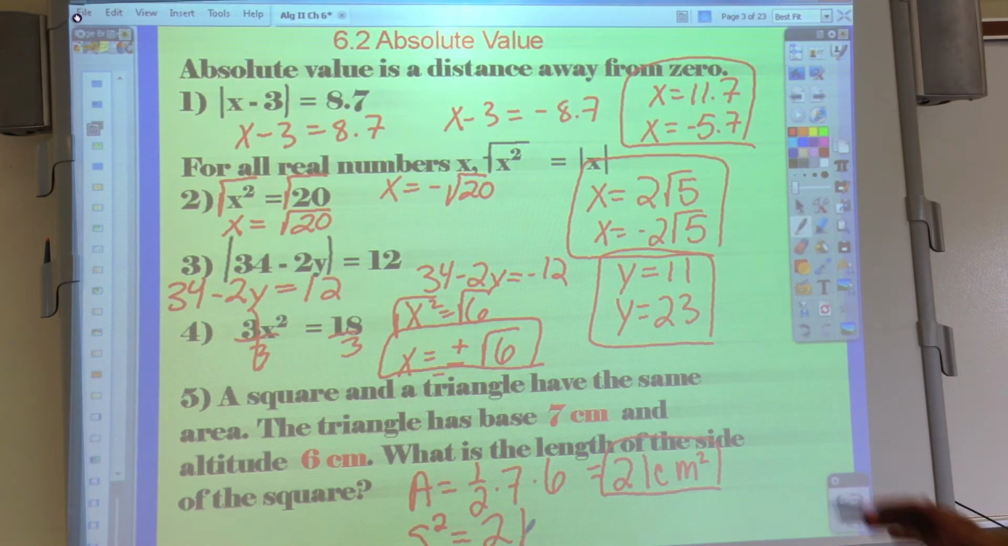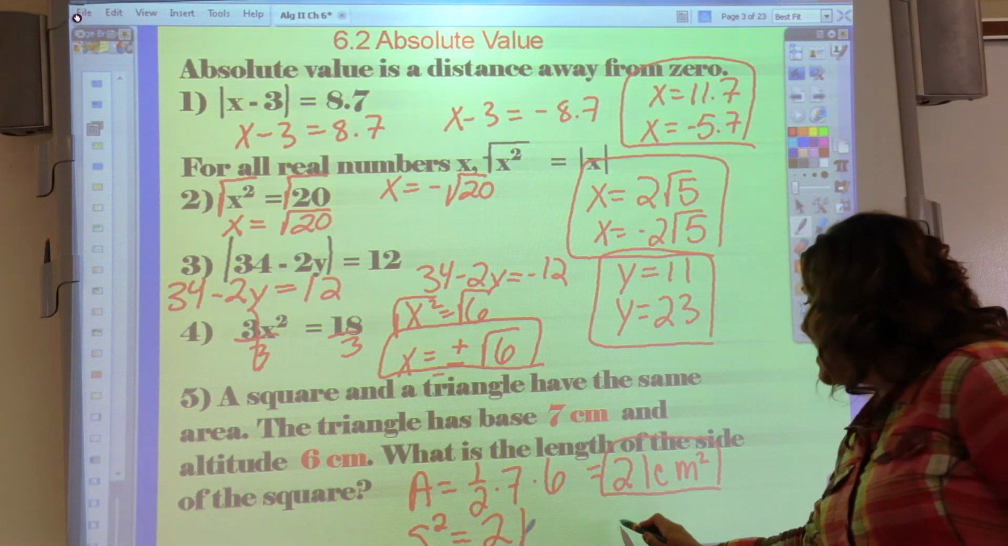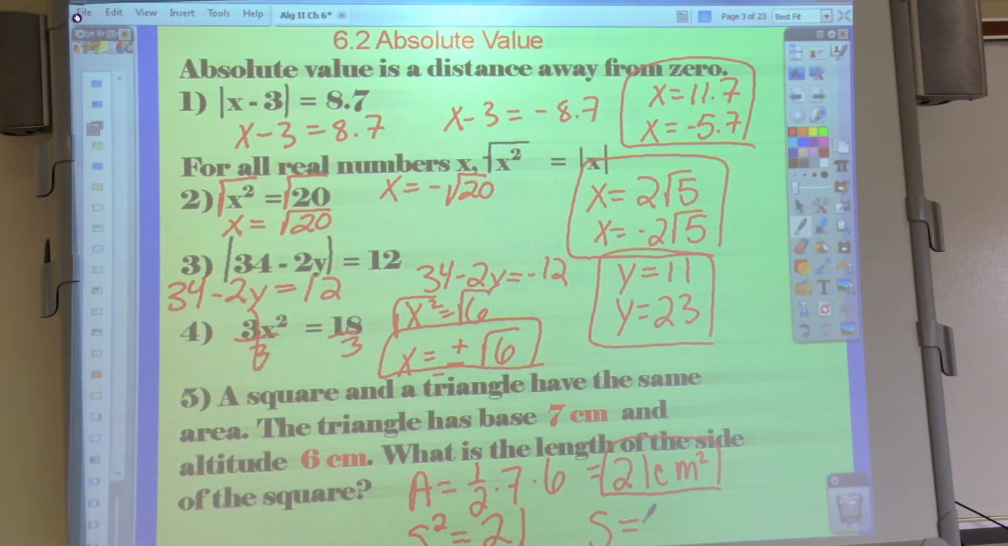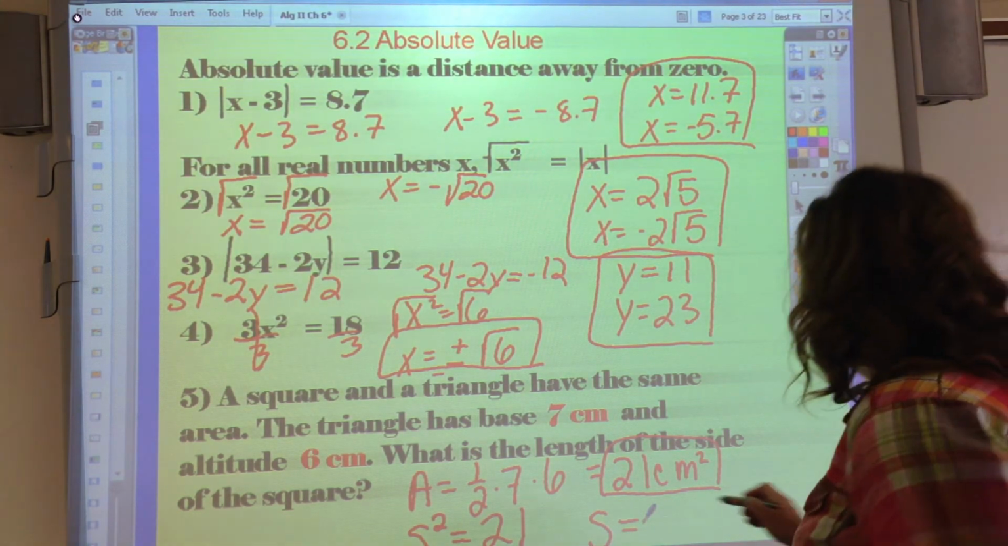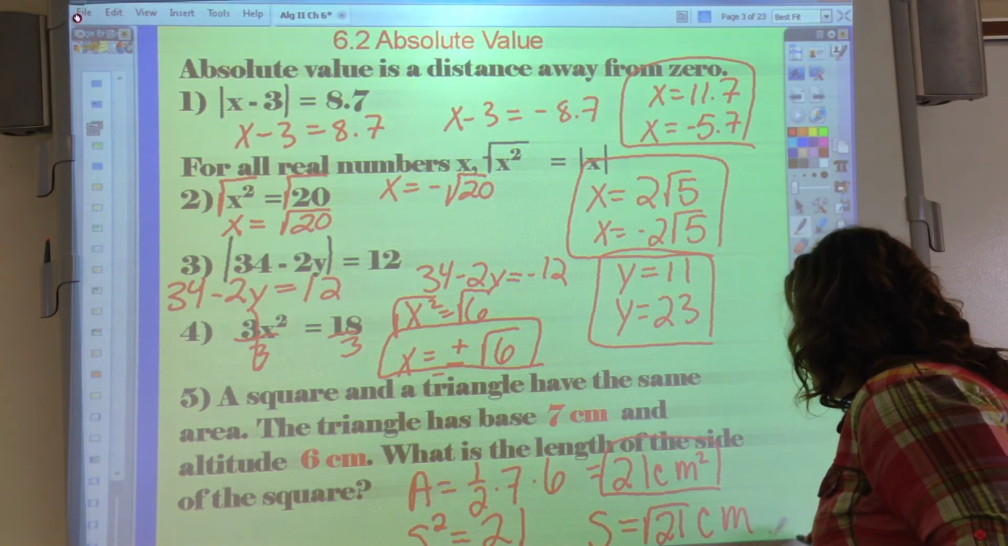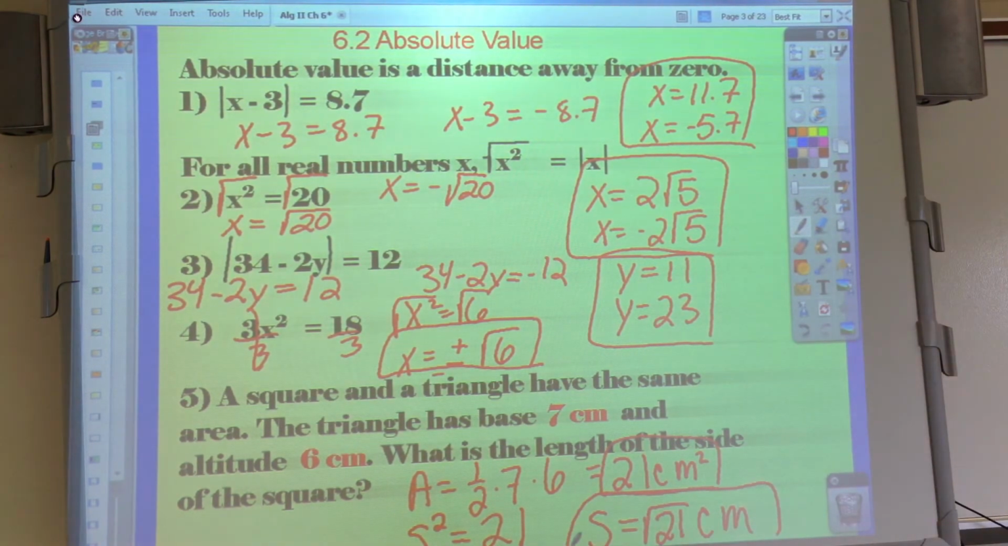Now we're going to square root both sides, and end up with two solutions, a positive and a negative. In a real world situation though, can I actually have a negative length? Absolutely not. So I'm just going to keep the positive square root of 21 centimeters. That is the length of the side of my square.